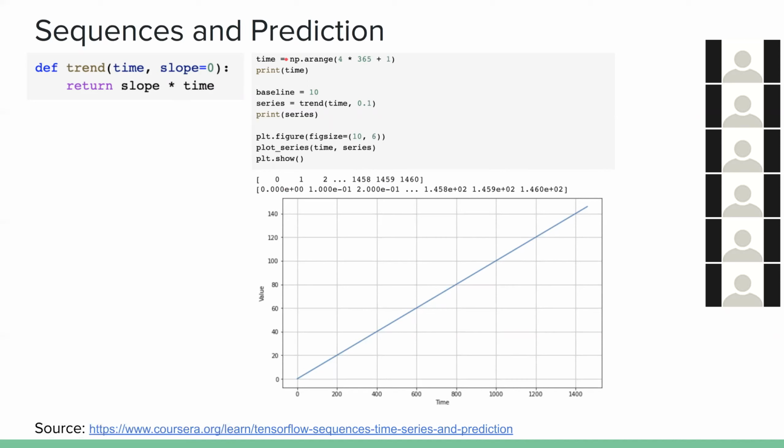So how do we derive that? We have time as 4 times 365 plus 1. Think of it as 4 years of days, a 4-year time range. We're calling this function trend, which basically takes 2 inputs, the time and also the slope. And the slope in this case is just 10% of the time scale. So if you look at the numbers, 1400 here, this is 140, it's 10 times less. So the trend is basically the values are 10 times less than the time values. This is just a simple trend.